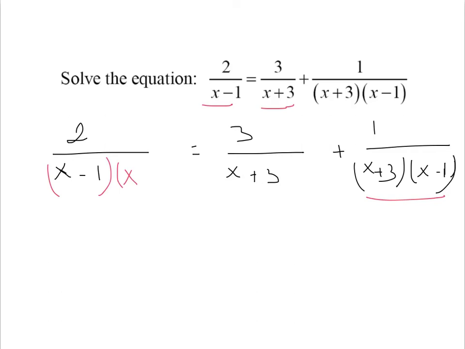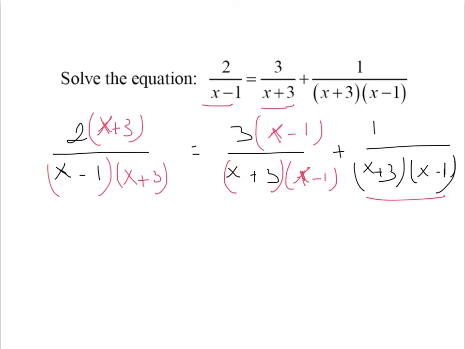What's missing is x plus 3. So we can just multiply by x plus 3. But we must multiply by x plus 3 in the numerator too. Right? Here what's missing is x minus 1. Now we multiply by x minus 1 in the denominator. We must multiply by x minus 1 in the numerator here.